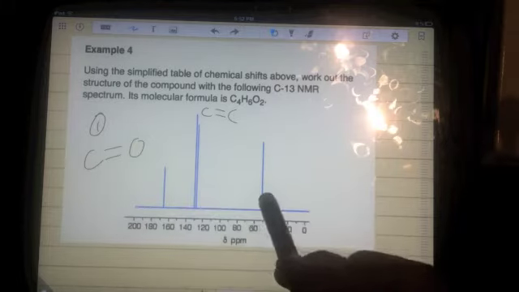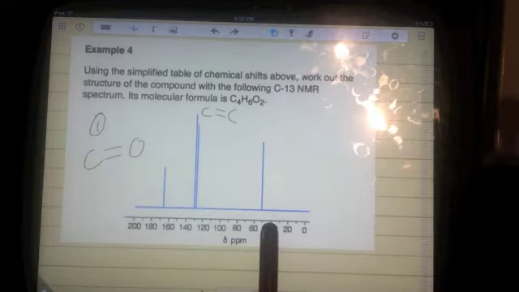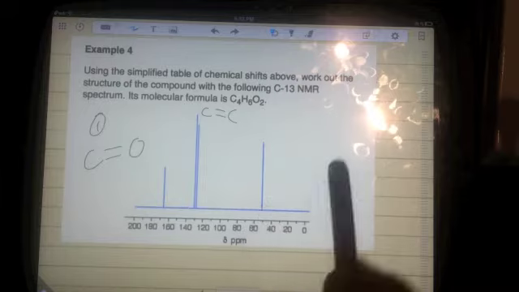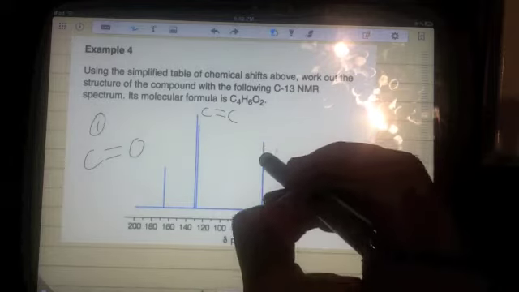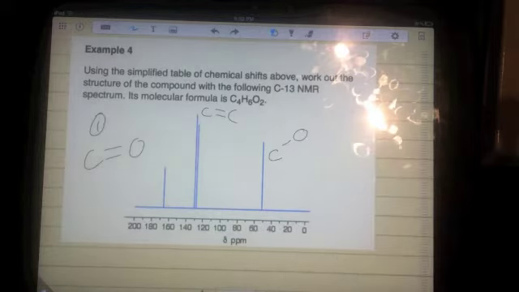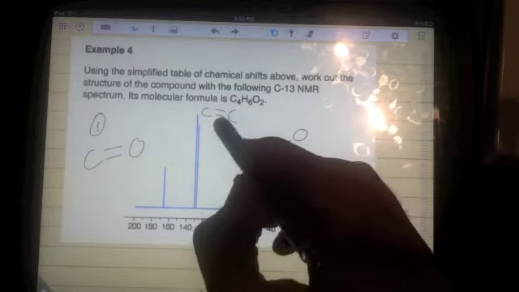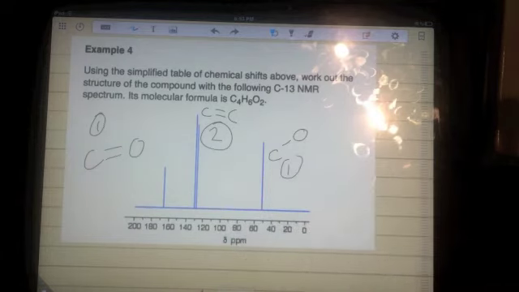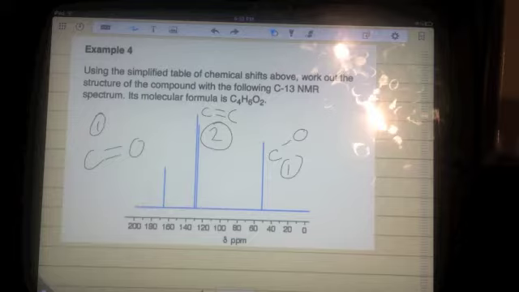And down here is one which is just above 40, about 50-ish. This means we must have 1 carbon which is bonded to an oxygen. All right, so there are our carbon environments. We've got 2 like this, and we've got 1 like that. So let's try and jigsaw piece our puzzle together.